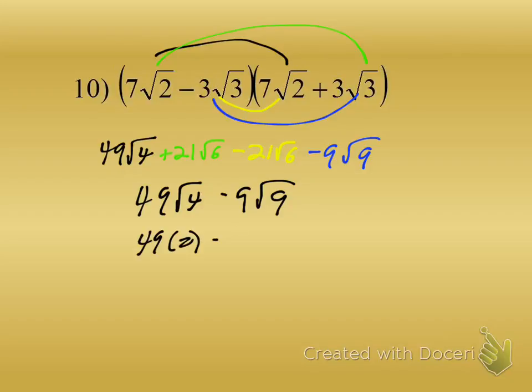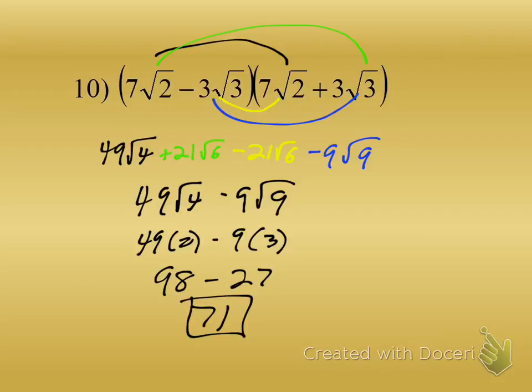What's the square root of 9? 3. So 49 times 2 gives me 98. 9 times 3 gives me 27. 98 minus 27. You could turn an ugly FOILing problem into a number. Look at that, okay?